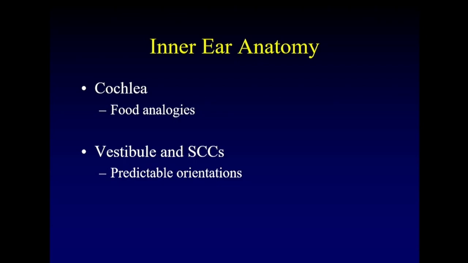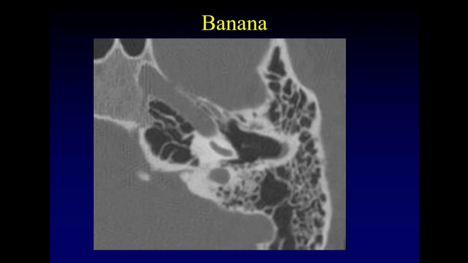Just some brief discussions of inner ear anatomy. The cochlea, when you're figuring out where you are in the cochlea and orienting yourself, there's a series of food analogies. Radiologists love food analogies, and the inner ear is no exception. But then when you're looking at the vestibule and the semicircular canals posterior to the internal auditory canal, we're going to be looking at them in predictable orientations to talk about which of the semicircular canals we're looking at. So we're going to run through the cochlea and talk about the food analogies.